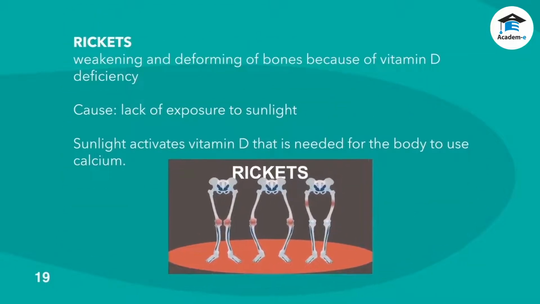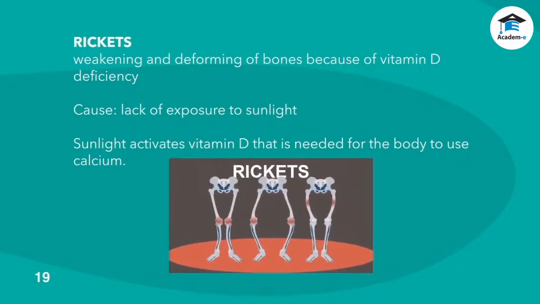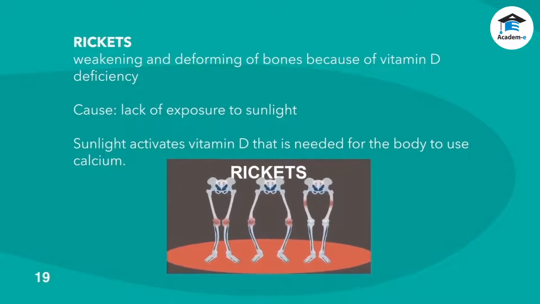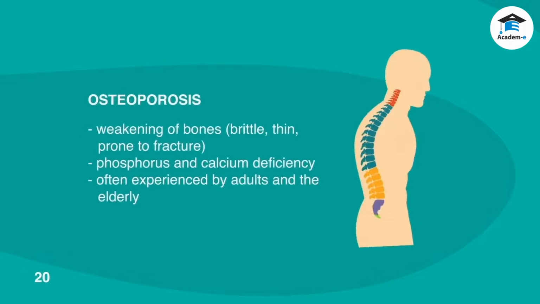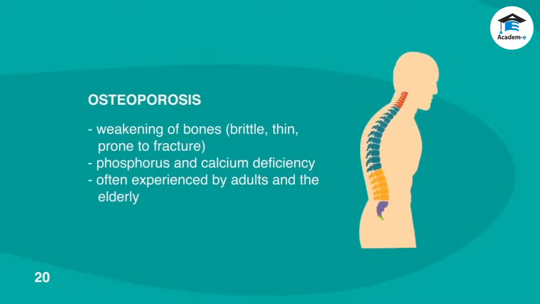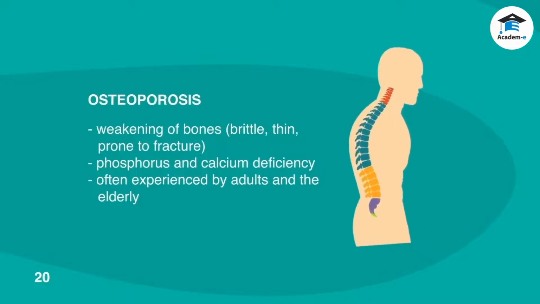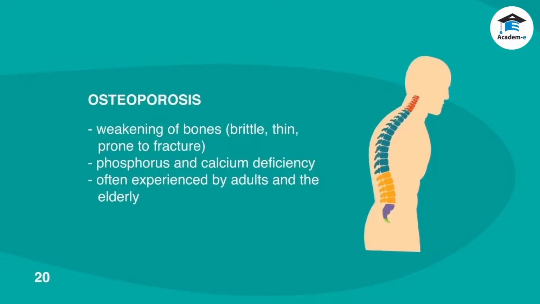Rickets is the weakening and deforming of bones because of vitamin D deficiency. Lack of exposure to sunlight may cause rickets. Sunlight activates vitamin D that is needed for the body to use calcium. Osteoporosis is the weakening of bones because of phosphorus and calcium deficiency, which is often experienced by adults and the elderly. Bones become brittle, thin, and more prone to fractures.